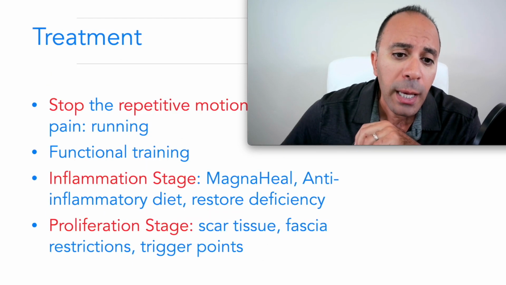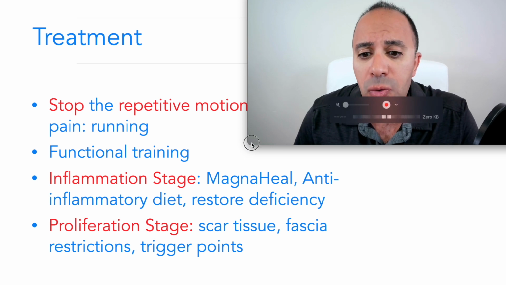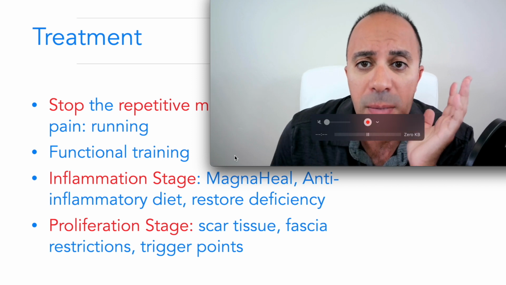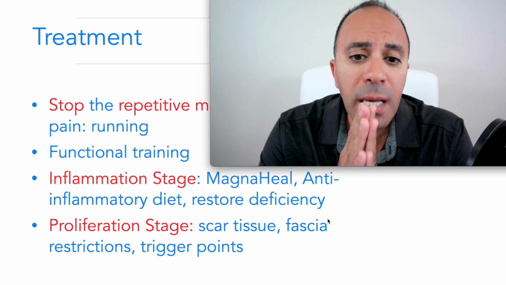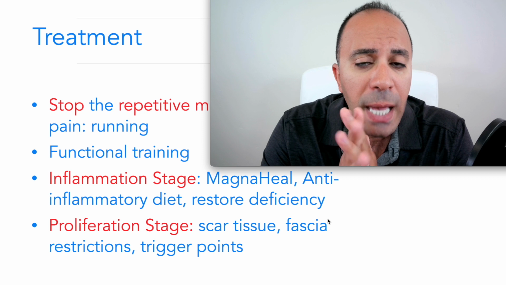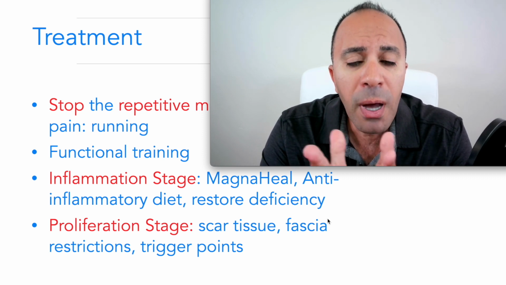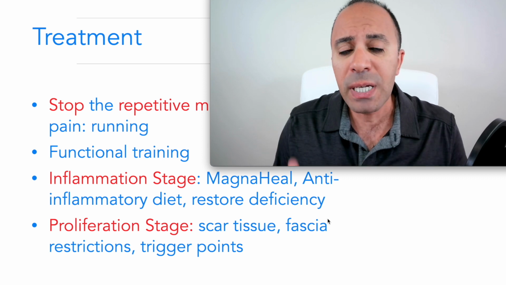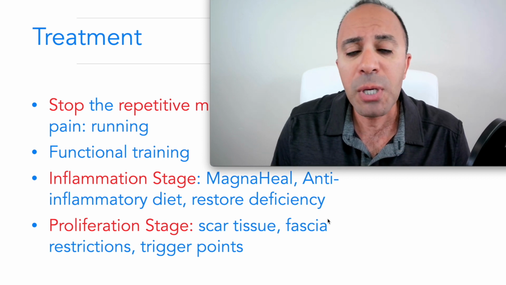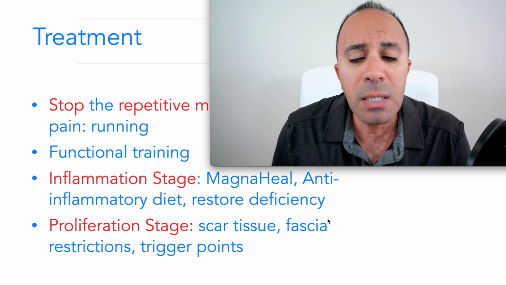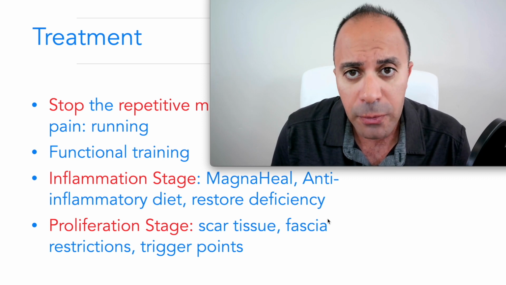So to summarize what you should do at home. Basically, if you are in the acute stage of IT band syndrome, the best thing is to stop the repetitive motion that aggravates it, like running. If you stop for a week and take it very easy, that should be good enough for minor inflammation, minor IT band syndrome, to resolve by itself.